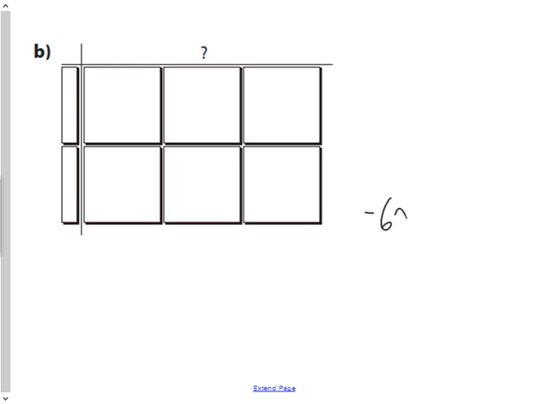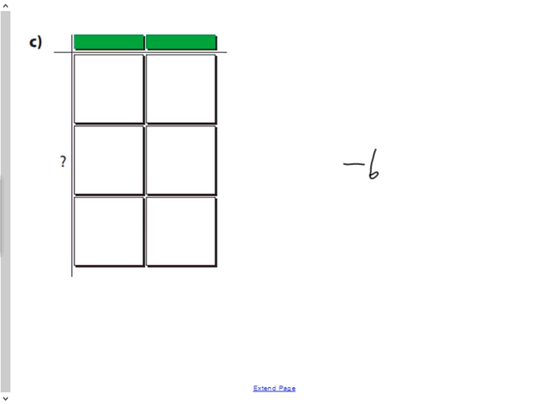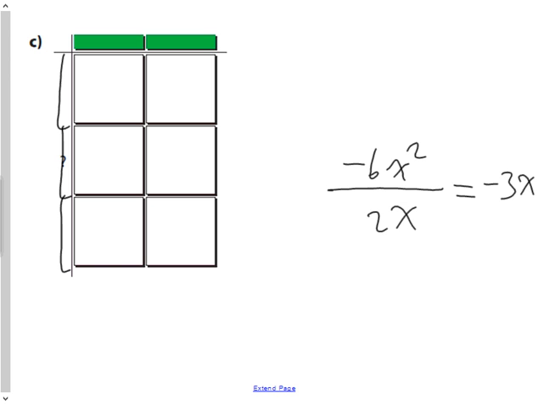Here, negative 6x squared divided by negative 2x. That means my length has to be positive, because a negative divided by negative is a positive, and therefore the answer is 3x. Question C, negative 6x squared is your area, divided by the one width we know, which is positive 2x. Negative 6 divided by 2 is negative 3, and x squared divided by x is x. So here we would have 3 negative x's as our length.